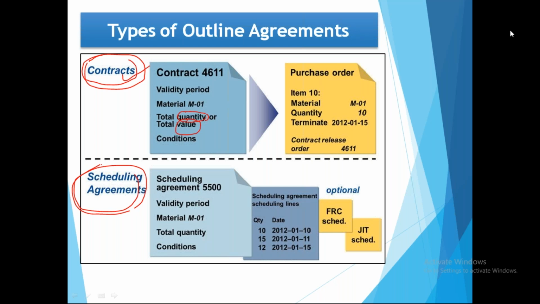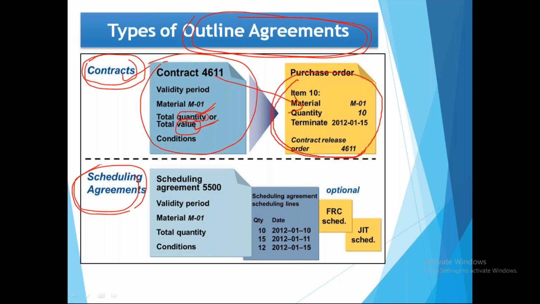So here you can have a contract with a vendor for a particular period for some quantity. That means I'm going to purchase this much quantity from you for a period. Or you can have a contract with your vendor for a particular value, meaning I'm going to purchase materials worth this much value. That is why they are called outline agreements. You already have an agreement with your supplier. Now using these contracts, you will be creating the purchase orders, which are called contract release orders.